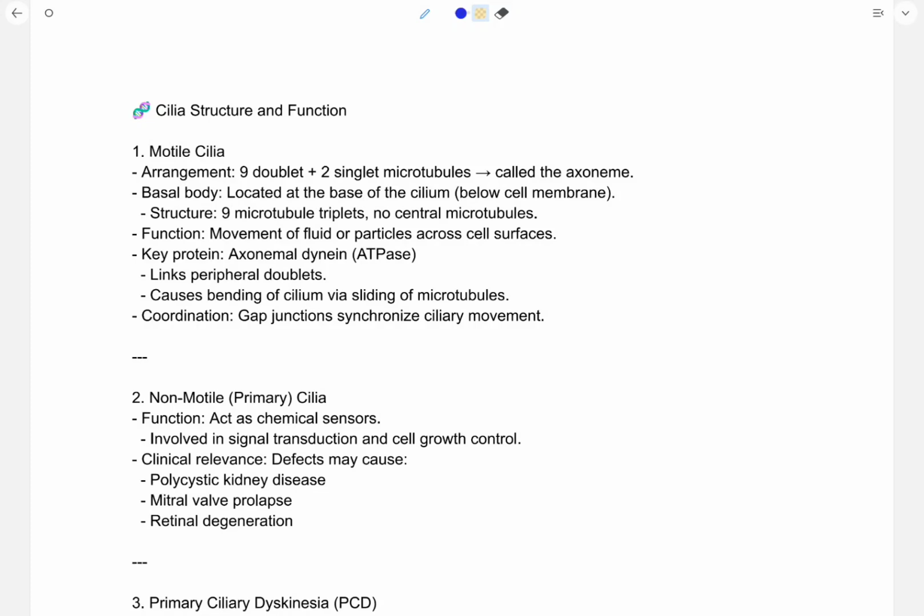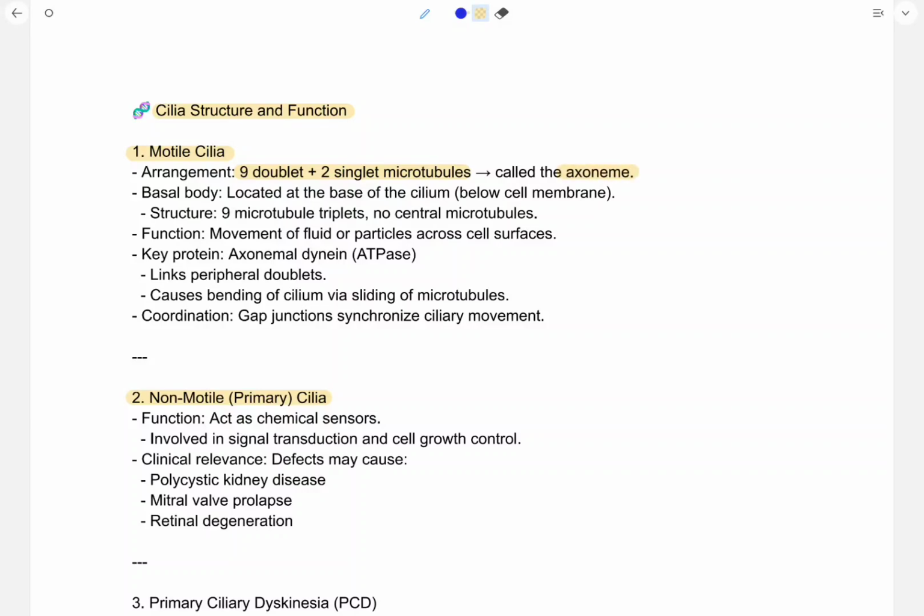Now we will discuss cilia structure and its functions. There are two types of cilia. One is motile cilia and the second is non-motile or primary cilia. Motile cilia have an arrangement of 9 doublet plus 2 singlet microtubules. This arrangement is called the axoneme.